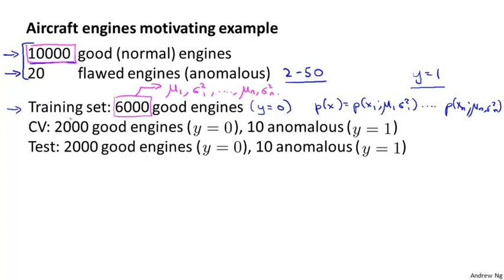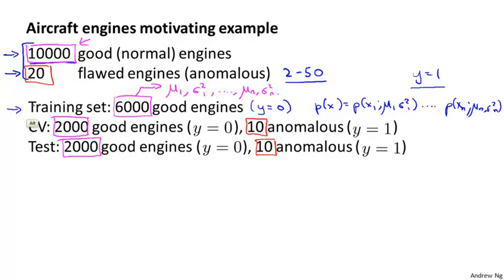Next, we would take our good aircraft engines and put some number of them in the cross-validation set and some number of them in the test set. So that's 6,000 plus 2,000 plus 2,000. That's how we split up our 10,000 good aircraft engines. And then we also have 20 flawed aircraft engines, and we'll split those up too: put 10 of them in the cross-validation set and 10 of them in the test set. In the next slide, we'll talk about how to actually use this to evaluate the anomaly detection algorithm.